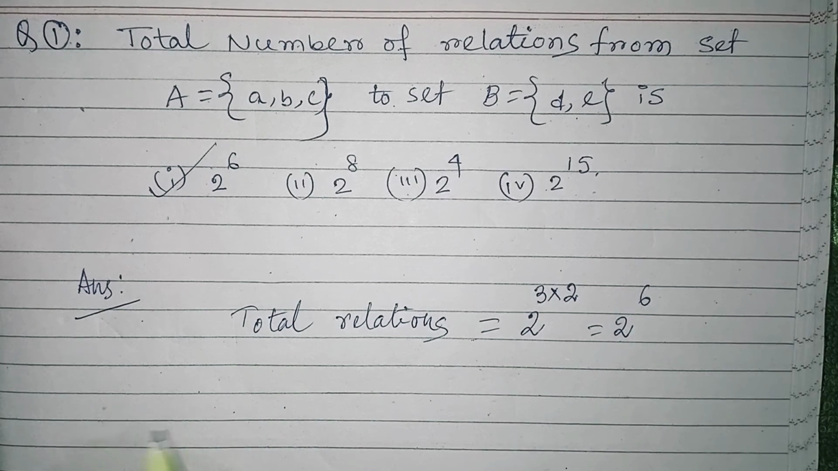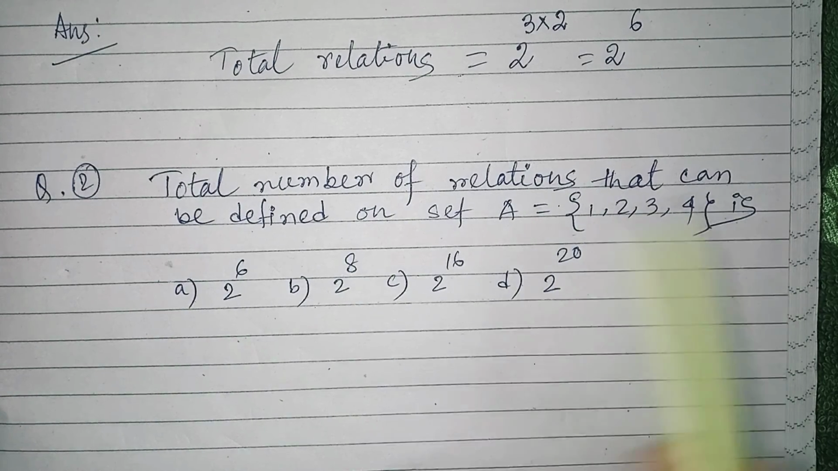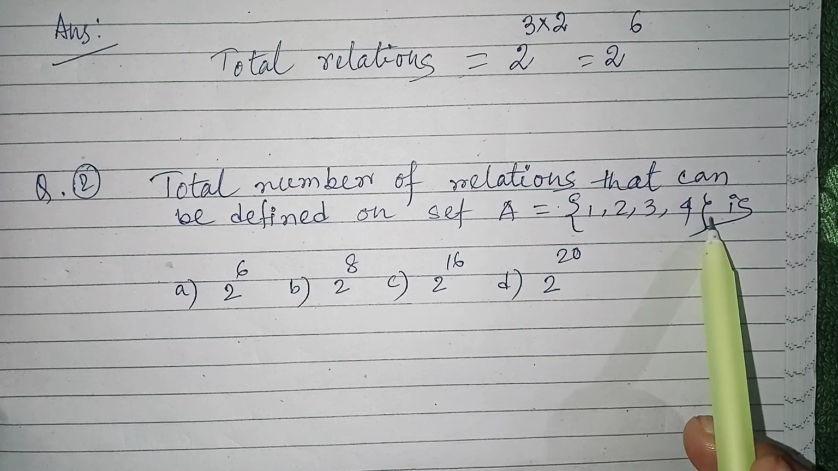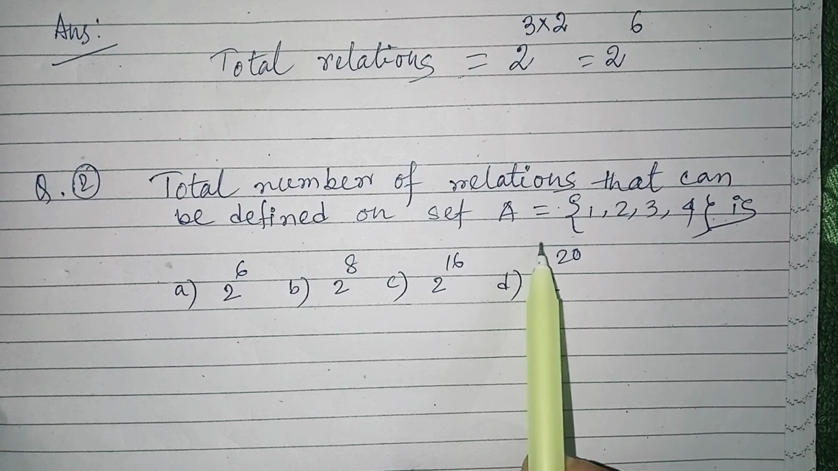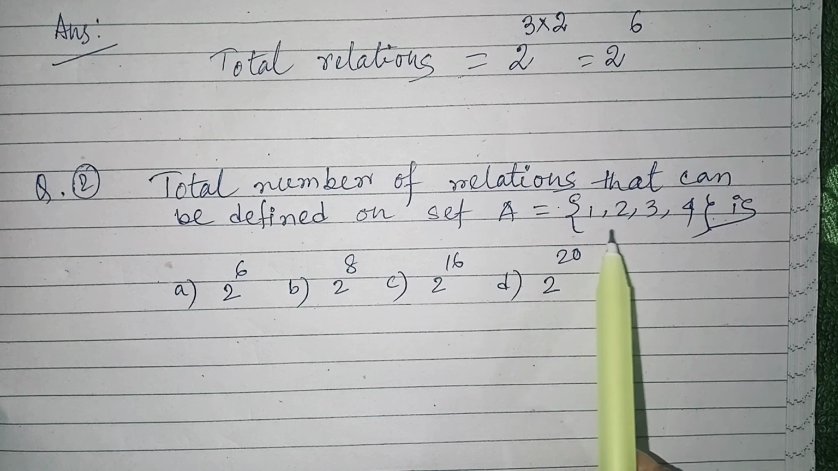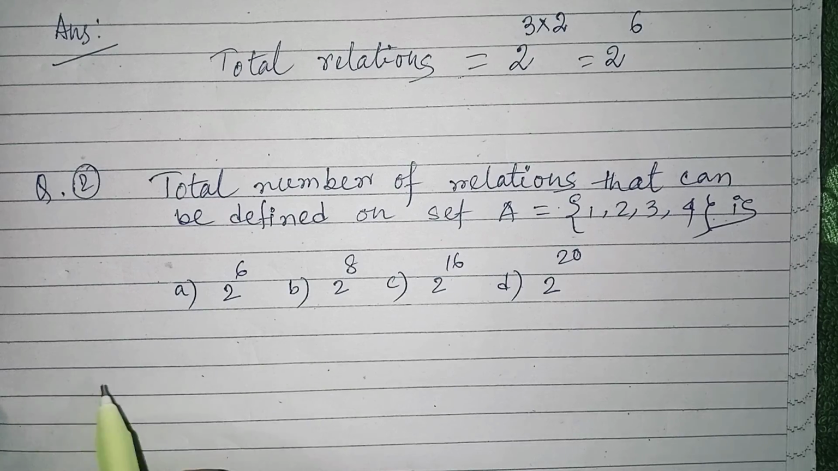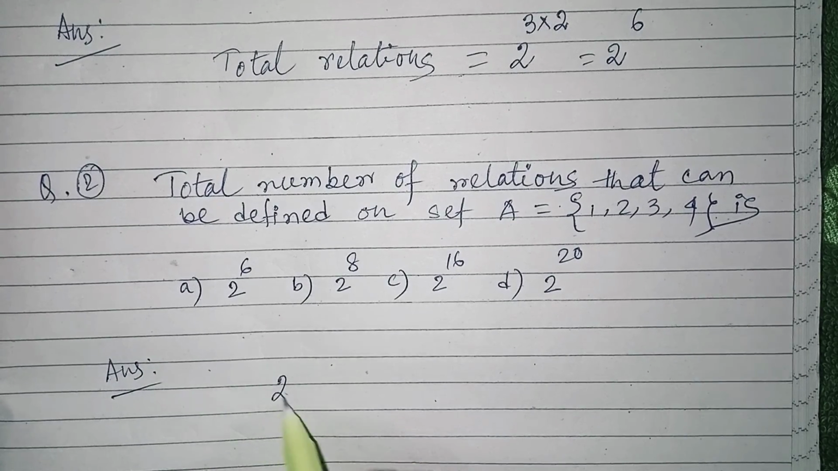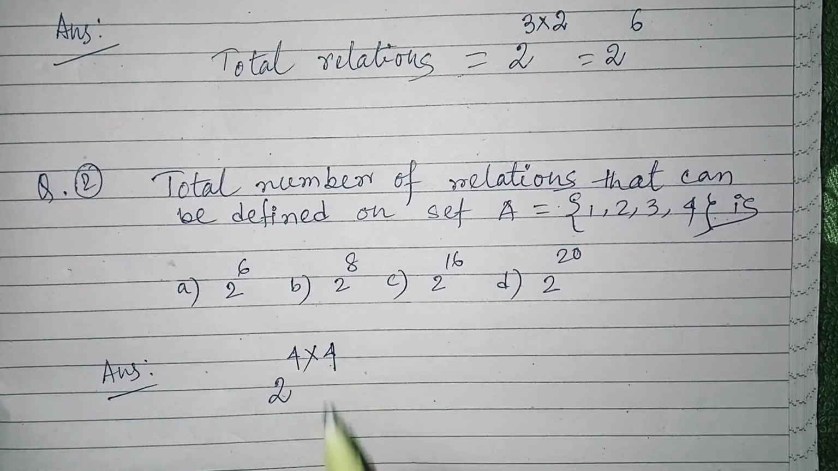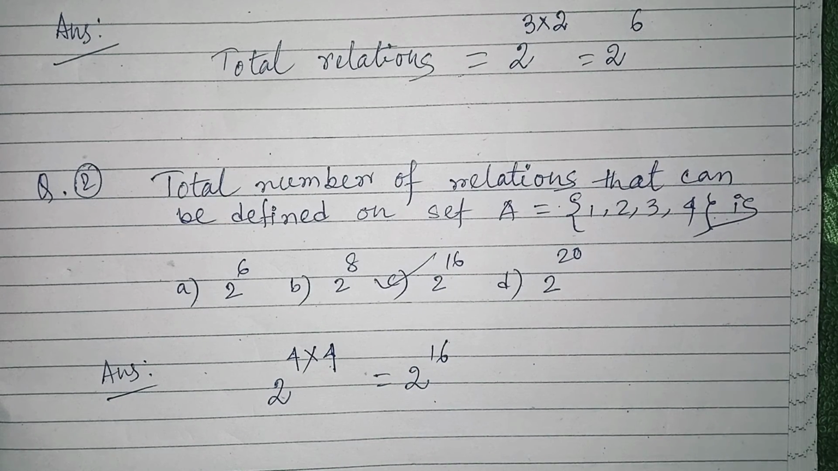Here is a similar type of question. The total number of relations that can be defined on the set A, where A contains 4 elements 1, 2, 3, 4. Here you may think there are no two sets, but it is a relation from A to A. So A to A means the other set is also A, which also contains 4 elements. So the answer will be 2 to the power of the number of elements of A times the number of elements of B, and here B is also A, so 4 times 4. The answer will be 2 to the power 16. These are all important questions.